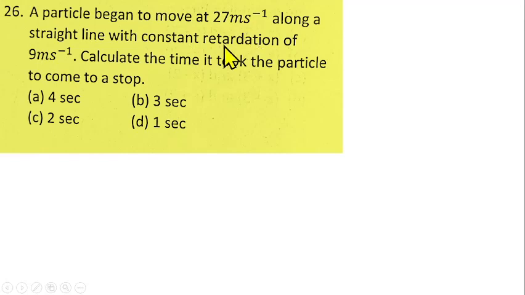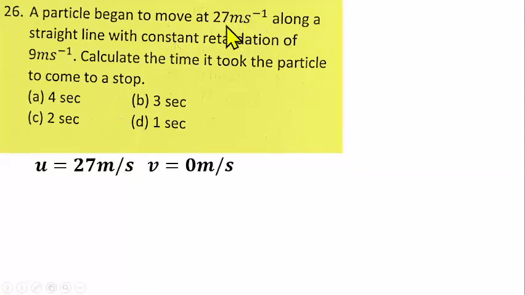We have to calculate the time it took the particle to come to a stop. So correct this error here. This should be 9 meters per second square, not per second. We are given the initial velocity to be 27 meters per second, and the final velocity when it comes to rest will be 0, because at that point the final velocity is 0. So the initial velocity is 27 meters per second. Then the acceleration, which is the retardation, is negative, given as 9, so that will be minus 9 meters per second square.